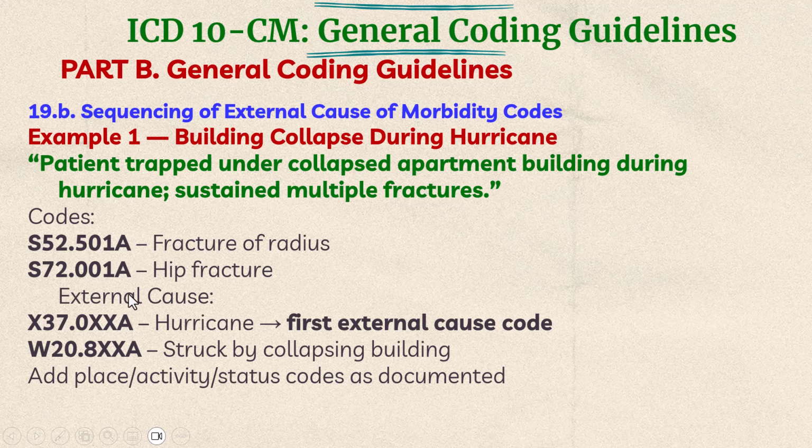When you code for external cause codes, first we have to code the hurricane, that is X37.0XXA for the hurricane, and W20.8XXA for struck by collapsing building. Then add place, activity, status codes as documented.